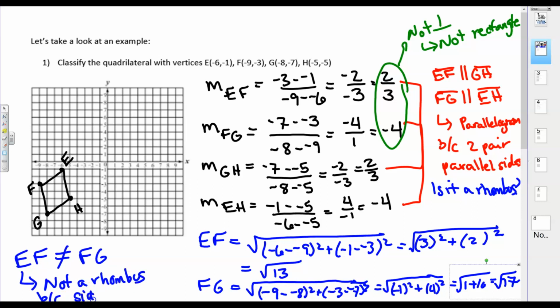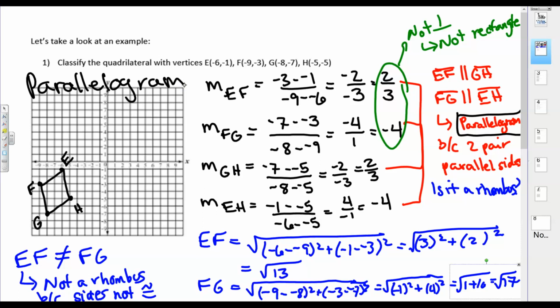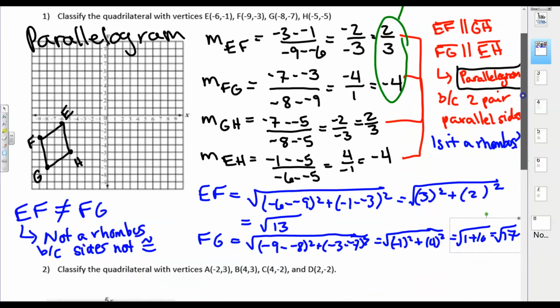Because sides not congruent. So my final answer is parallelogram. This thing is a parallelogram. And guys, the whole point of this is to communicate really clearly what it is and what it isn't. It is a parallelogram. It is not a rectangle. It is not a rhombus. Tell me what it is and what it isn't, and use the math to support that.